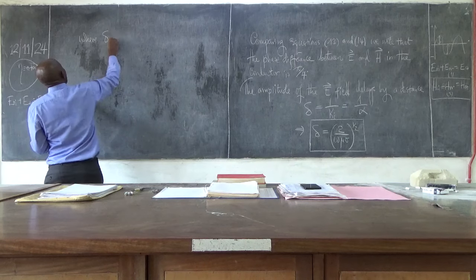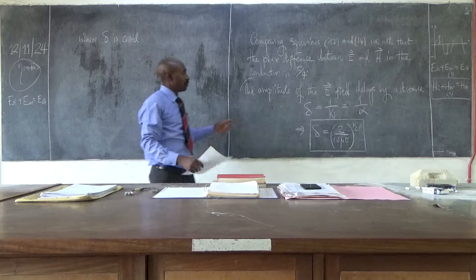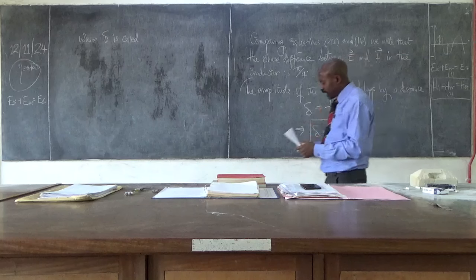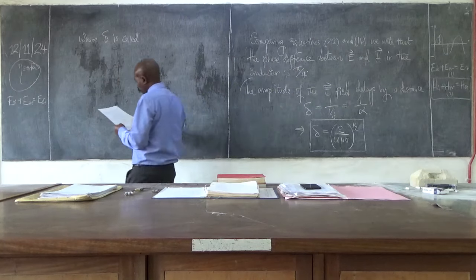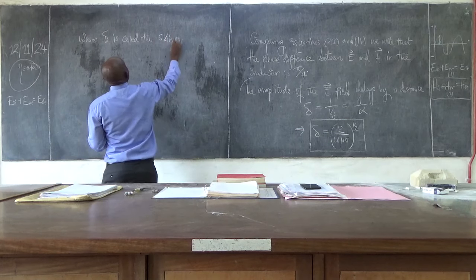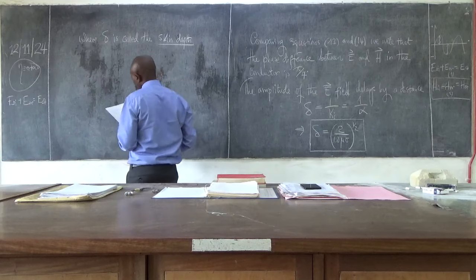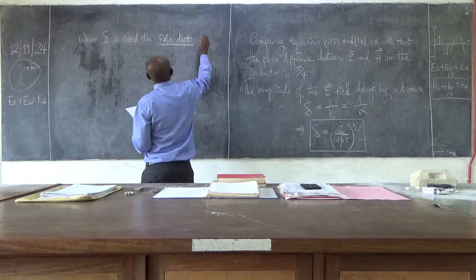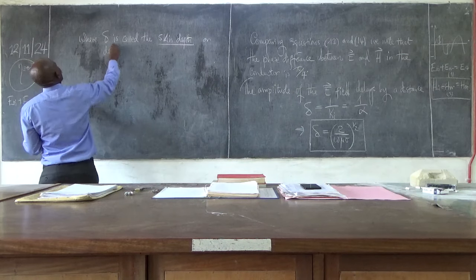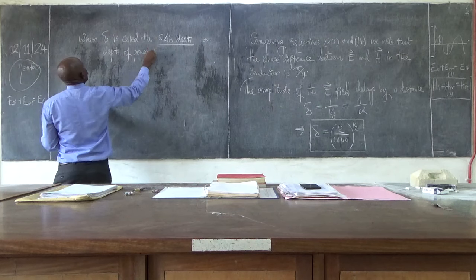Delta is called this distance here. The field decays by this distance here. This distance here, we call it the skin depth. It's called the skin depth, and we can call it the depth of penetration.